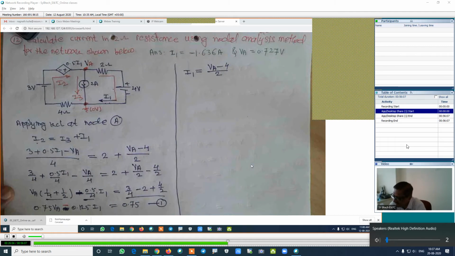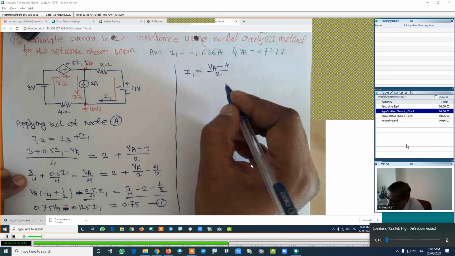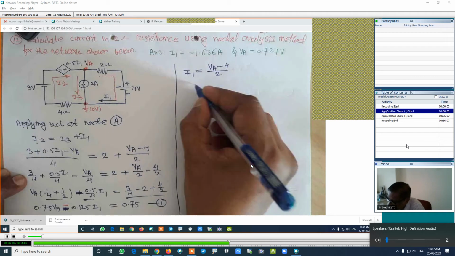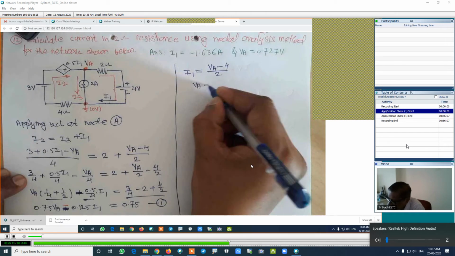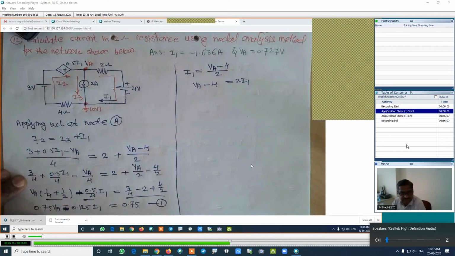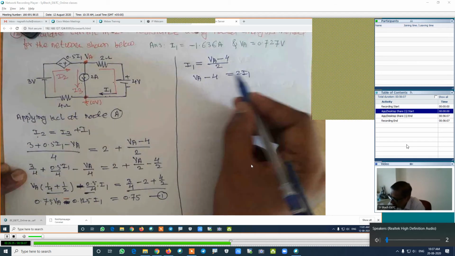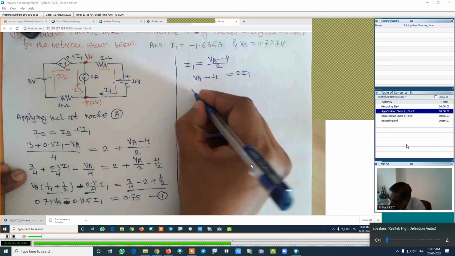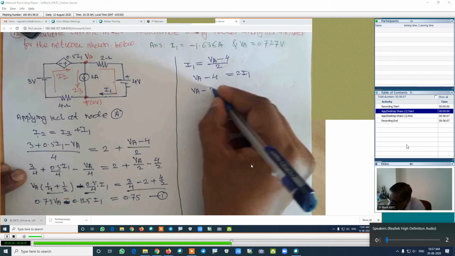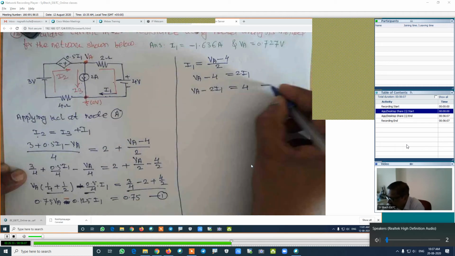If I simplify this equation, how will be the next equation? In this particular case, I will shift this 2 on this side. It is VA minus 4, which is equal to 2 into I1. But I want this equation in this particular form. Are you getting me? That's why I will shift this I1 on this side and this value to the next side. This equation will be VA minus 2I1, which is equal to 4. Is it right? This is equation number 2.